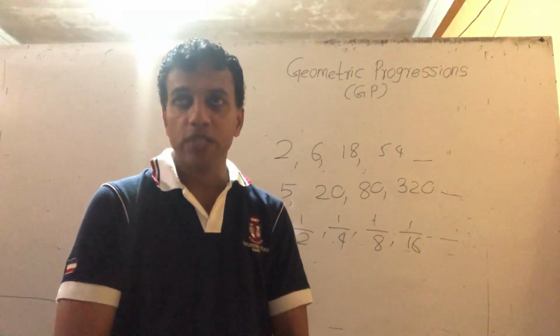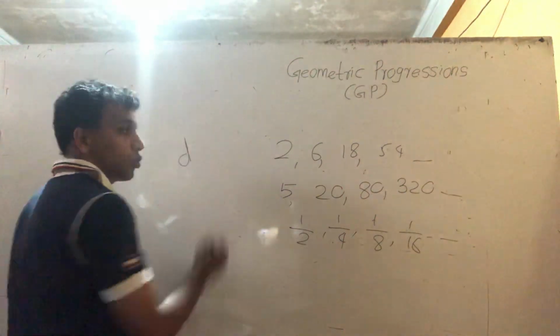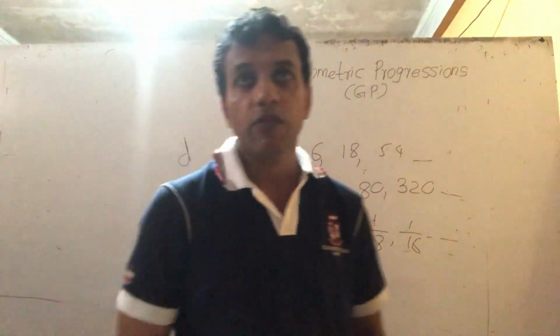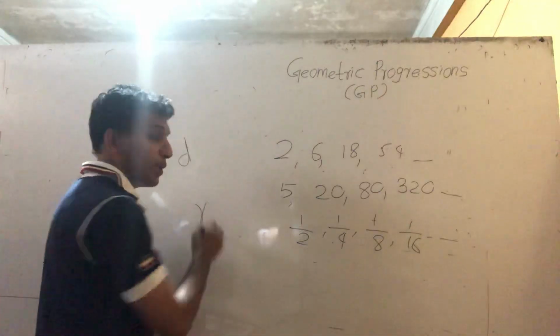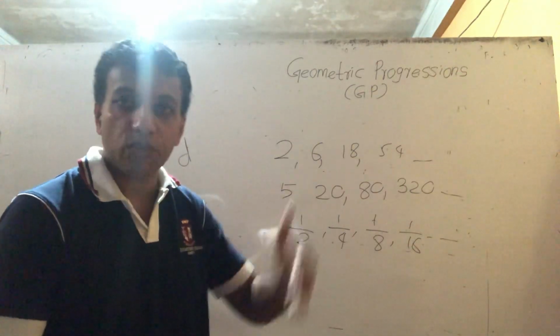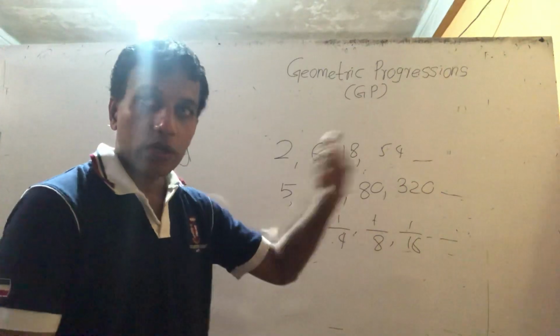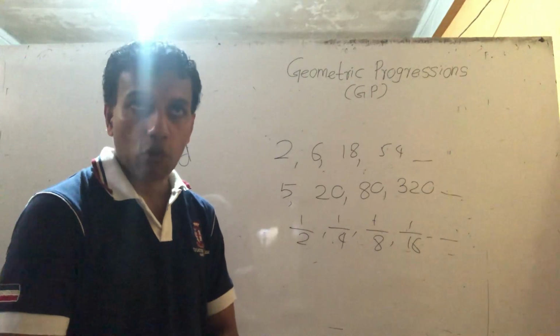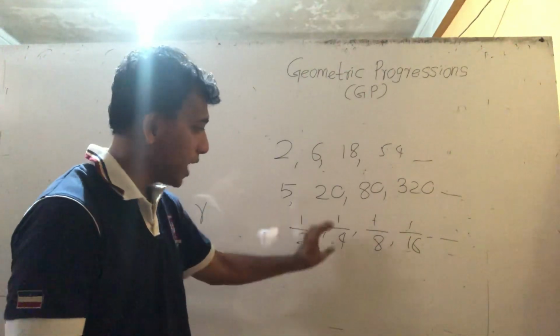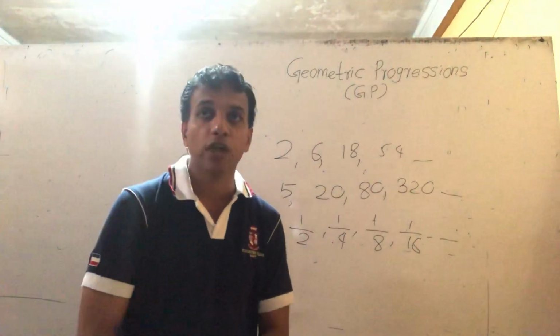In arithmetic series, what do you call it? Common difference, d. Here we call it r, the common ratio. Here the common ratio is 3 because we multiply by 3. Here we multiply by 4, so the common ratio is 4. Here half, quarter, 1/8, we multiply by half, so the common ratio is half.